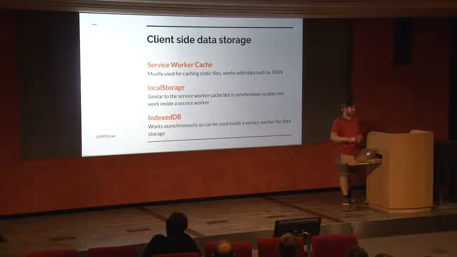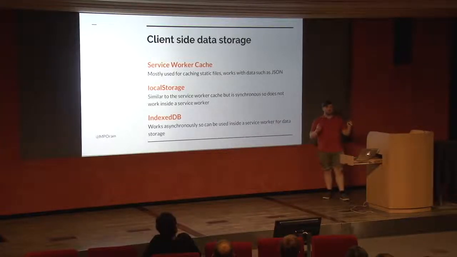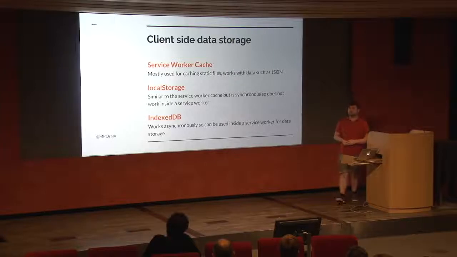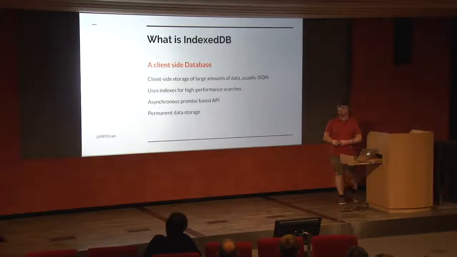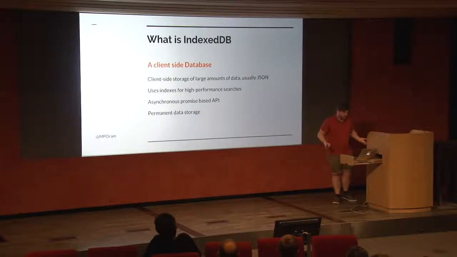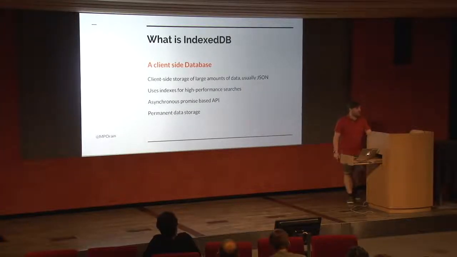It's very good for storing, now I'm going to say large amounts of data, but that depends on your definition of large. I know some people here probably work for very big enterprise companies, and I work for quite a small startup. So large is relative. But it's better for storing much larger amounts of data than you can put in local storage or in your cache, for example. So IndexedDB is a client-side database used for storing large amounts of data, usually JSON, but whatever. It uses indexes, so therefore it is high performance for searches. Just like a database, we can actually index our data and then pull stuff out of it very quickly. It's asynchronous and promise-based, and it's actually a permanent data storage.